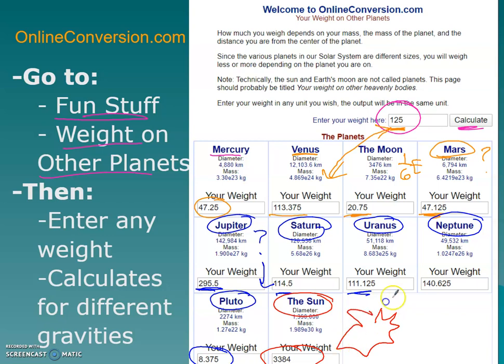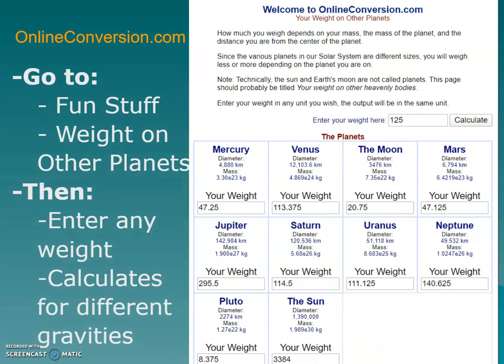Crazy. The gravitational pull of the sun is so strong that it keeps the planets in orbit, and you would be reduced down, if you didn't burn, into a teeny tiny little blob of you. So yeah, that's always a fun little thing to go through.